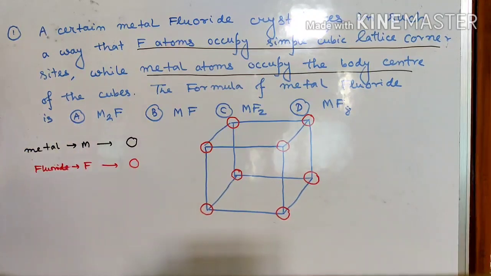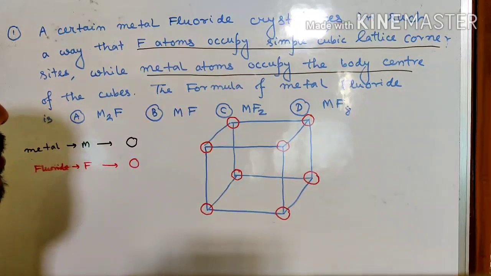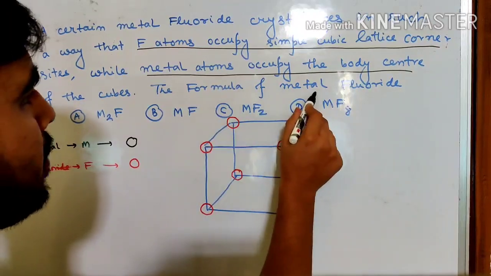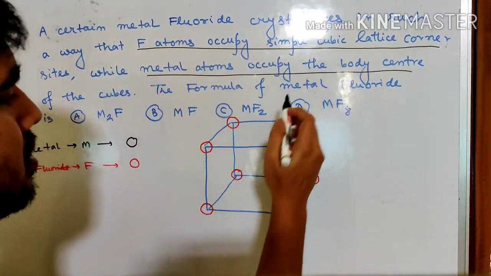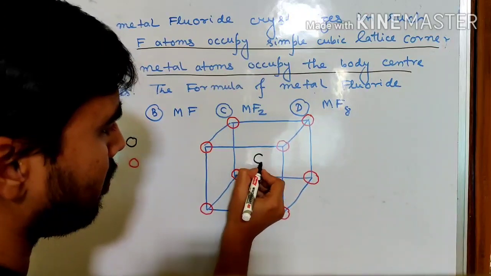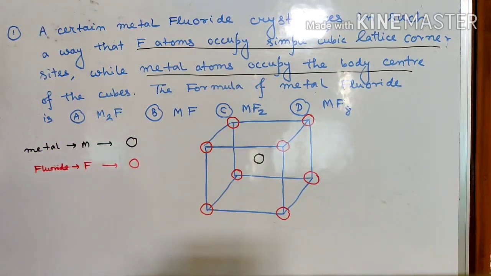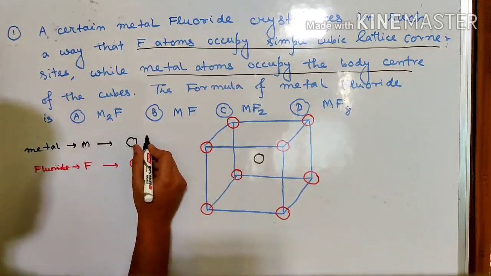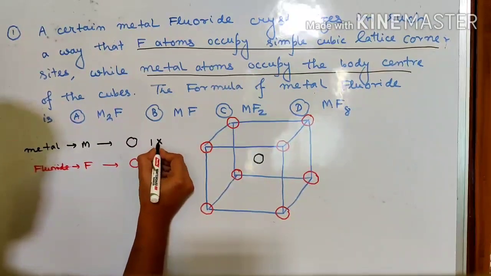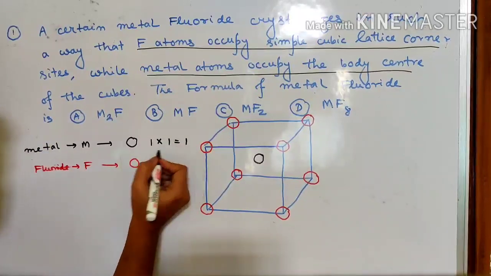Right. Now, corner atoms have occupied already. These are the fluoride atoms. And metal occupies the body center. So at the center of it, the metal is there. So this is how it looks like. So we know the contribution. Very easily we can calculate. It is at the center. How many? One atom. It will contribute 1. So it is 1 only.